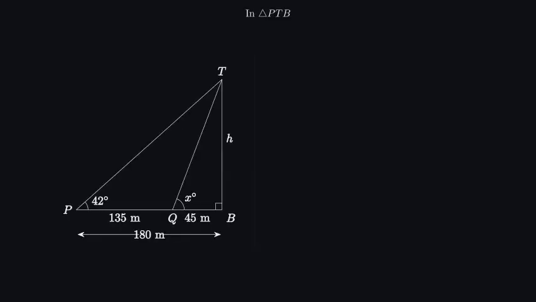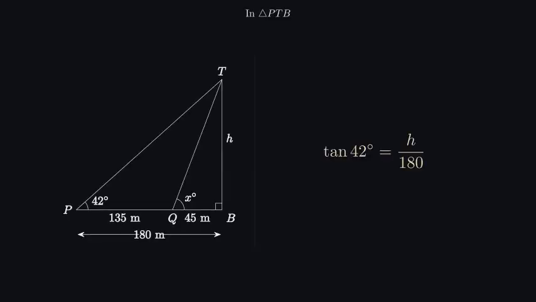From triangle PTB, the angle at P is 42 degrees. The opposite side is the height H, and the adjacent side is PB equals 180 meters. Make H the subject by multiplying both sides by 180. So the height of the flagpole is approximately 162.07 meters.